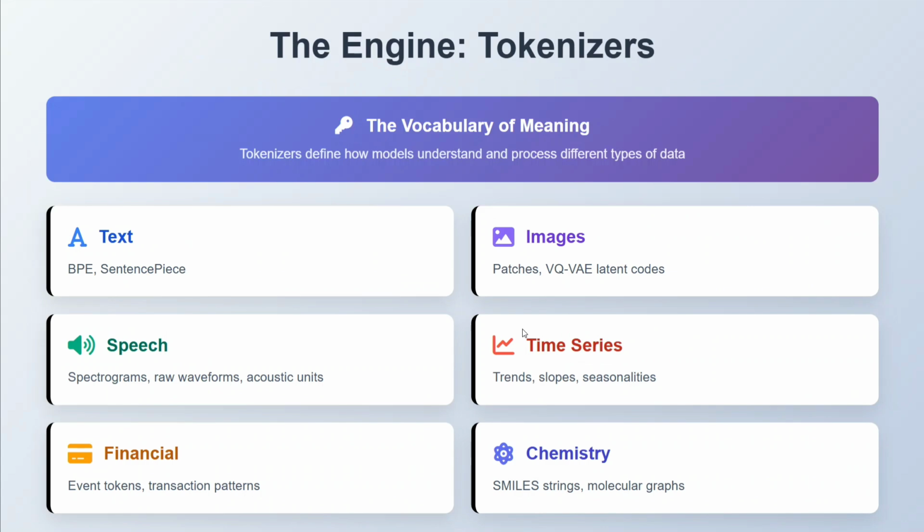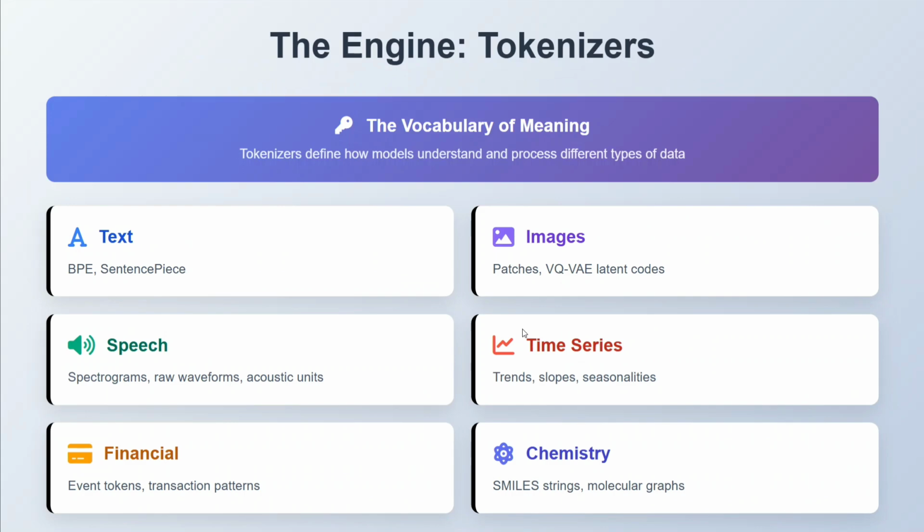So here you can see the engine: tokenizers. When you are talking about LLMs, there are a lot of tokenization algorithms like byte pair encoding, WordPiece, you might have heard of, and sentence tokenizers. But once you move out of language, to non-language models, this becomes a very important task: how to define the tokenizer, because the tokenizer is basically defining the basic unit of that domain.